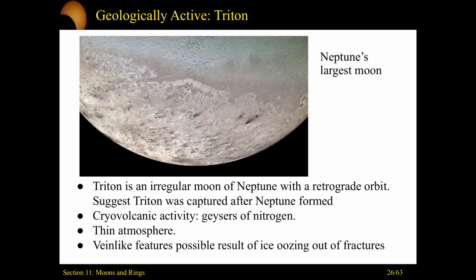The last geologically active moon we'll talk about is Triton, which is Neptune's largest moon. And you can very clearly see smooth surfaces, the vein-like features, and then crusty surfaces. So this is another irregular moon. It's in retrograde orbit, and it'll have cryovolcanic activity of nitrogen. And this thing's massive enough that it does retain a thin atmosphere around it.